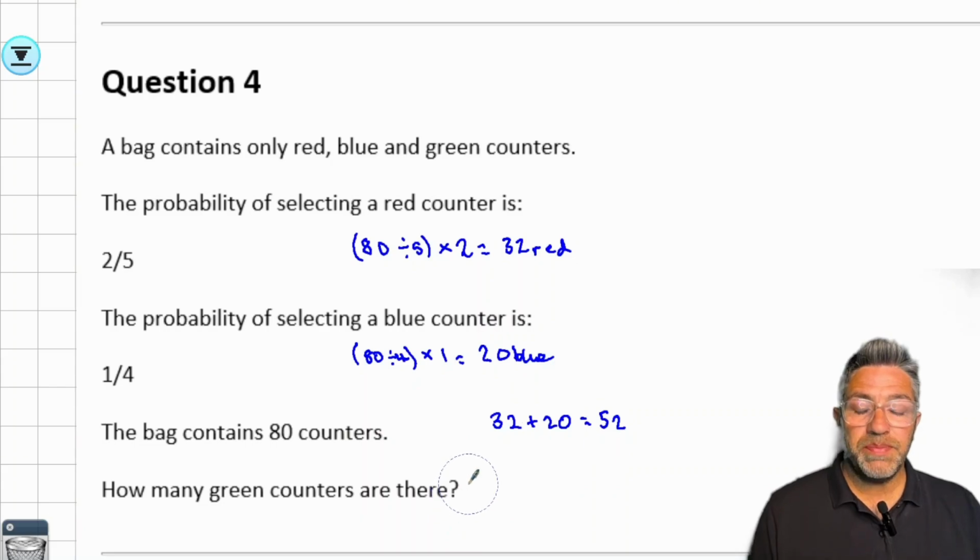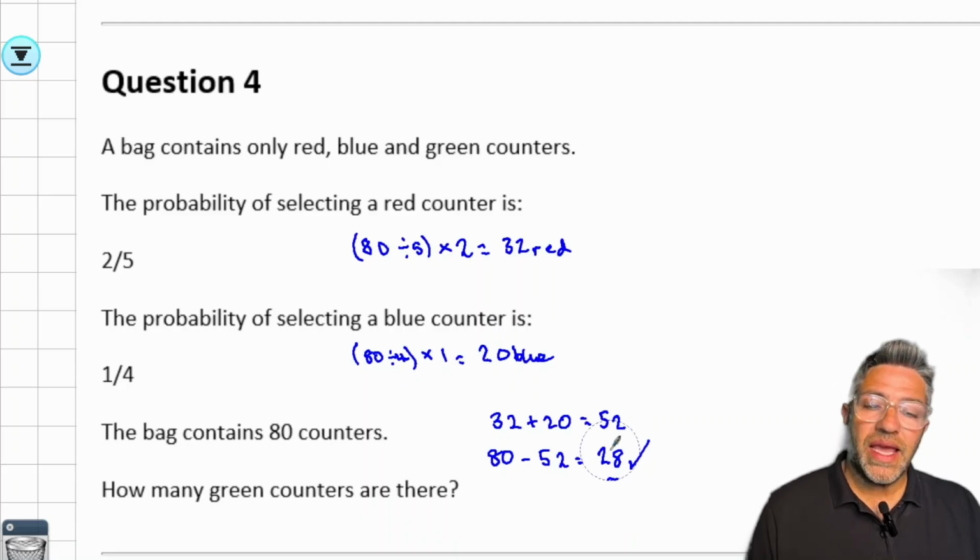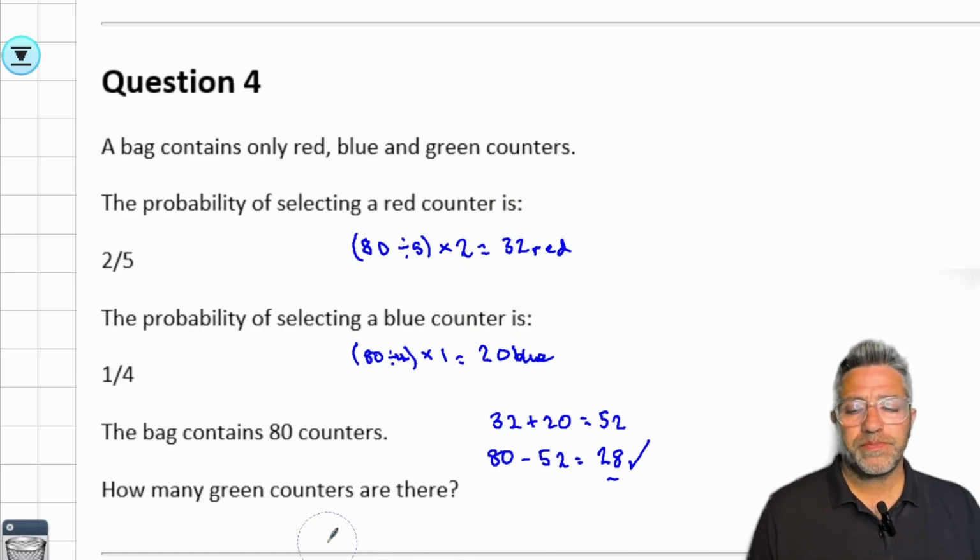The rest must be green because there are only red, blue and green counters. 80 subtract 52 equals 28. And again, it is worth checking. 32 add 20 gives us 52. 52 add 28 gives us that total of 80.